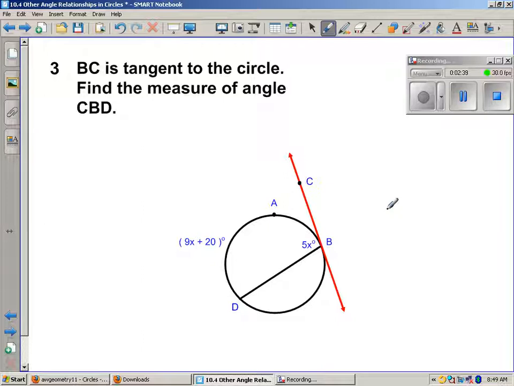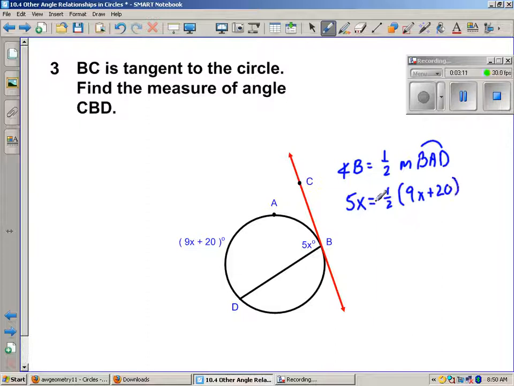So now we have to do it with a little bit of algebra. It says BC is tangent to the circle, find the measure of angle CBD. So we know that angle B is equal to 1/2 the measure of arc BAD. If we put in what we know, we get 5x equals 1/2 of 9x plus 20. Now, I don't really want to take half of 9x plus 20, so I'm going to multiply both sides by 2 just to get rid of the half. By multiplying by 2, I end up with 10x equals 9x plus 20. I didn't have to distribute the half, so multiplying by 2 saved me that step.